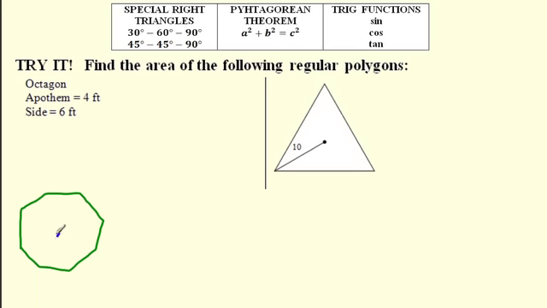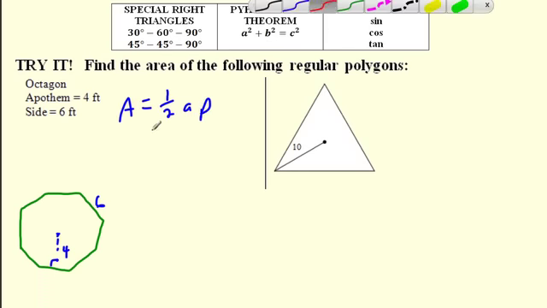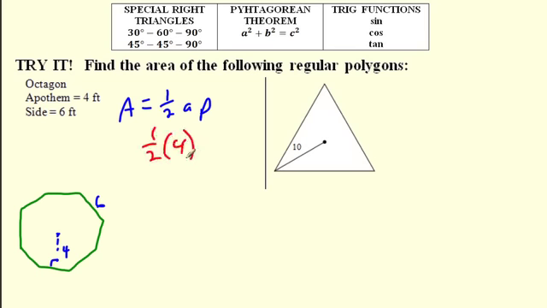So if I draw in the apothem, I usually bring mine straight down. I know that's 4 feet, and I know a side is 6. I've actually got all my information. The cool thing about this is our formula is always the same. It's always 1/2 apothem times perimeter. So what's the apothem? It's 4. What's the perimeter? Well, I've got 8 sides. There's 6 of them. We're talking about 48. So that's not a problem.